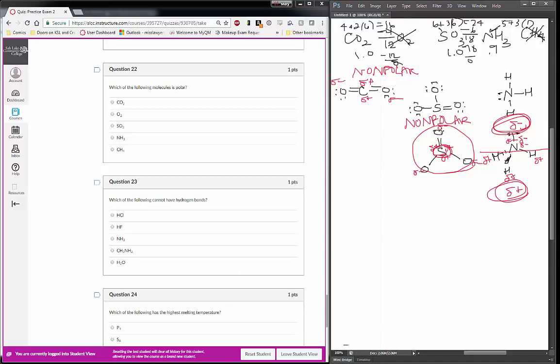And that is a bit of a long and involved problem. That's probably the longest and most involved problem that you're going to have. But there's not really any shortcuts other than eliminating the ones that don't have polar bonds at the beginning.